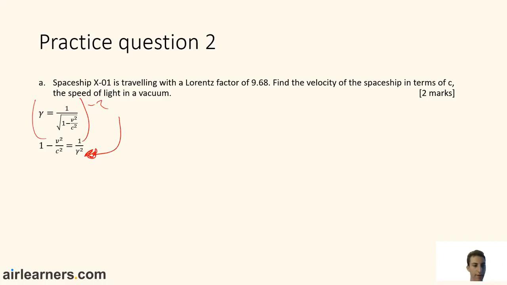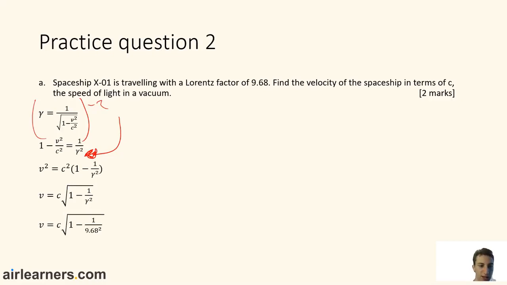From there, we can quite simply subtract 1 from both sides and also multiply by negative. And again, it's fairly straightforward, but then multiply up the c squared. From that, we square root both sides, and we get this formula for velocity. This is quite useful. You may want to put this on your cheat sheet.